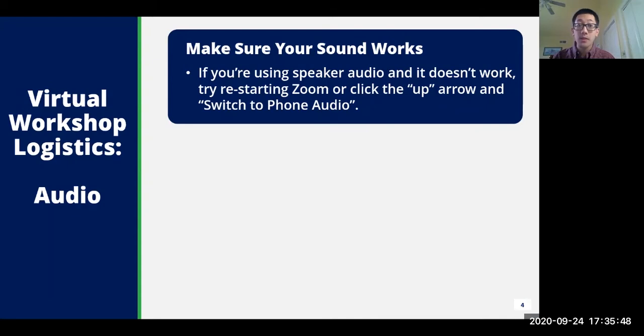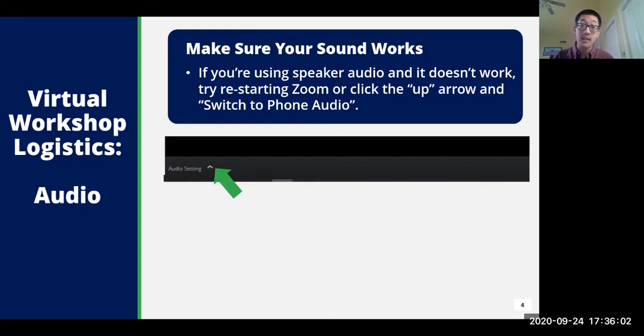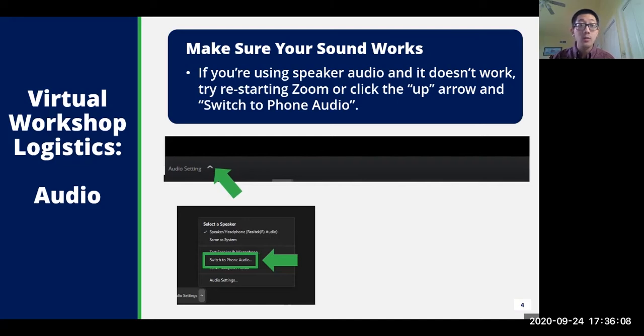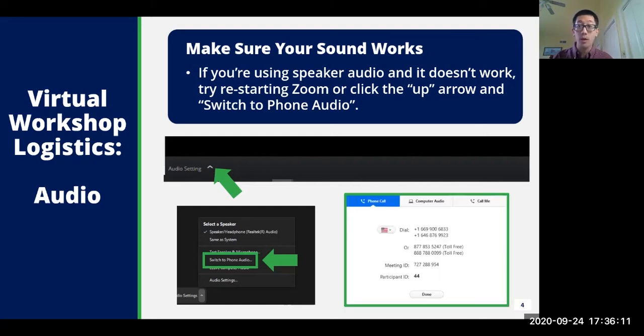If you have any trouble with hearing the audio, you can try restarting Zoom, or you can try switching to using phone audio. If you'd like to switch to phone audio, move your cursor to the bottom of your screen on the left where it says Audio Settings, and click the up arrow. On the menu that appears, select Switch to Phone Audio. This will cause a pop-up box to appear that looks like the one on the screen. Please note that the pop-up box that you see on the screen is just an example box, and the phone number and the meeting information will be different on your screen. If you have any trouble with this, please send a message in the chat box to all panelists, and we will provide you with assistance.